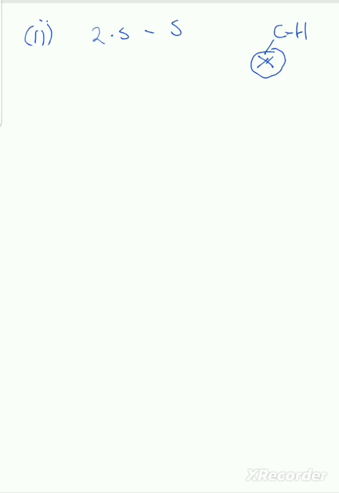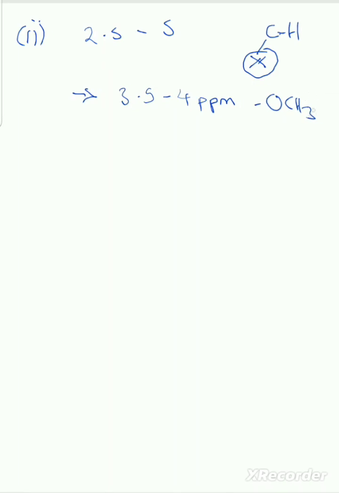To be specific, in between 2.5 and 5, from 3.5 to 4 ppm you're going to find CH3, with oxygen connected to CH3. Then from 4 to 4.5 ppm, you're going to find CH2, with oxygen connected to CH2. Remember, these are in ppm, which is parts per million.